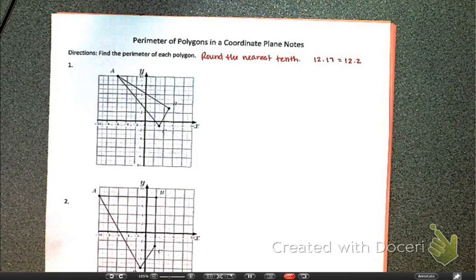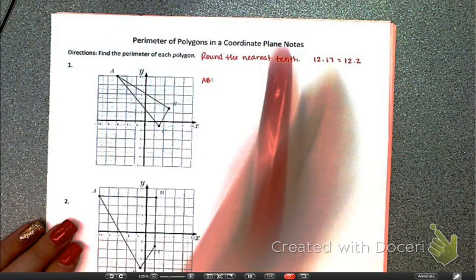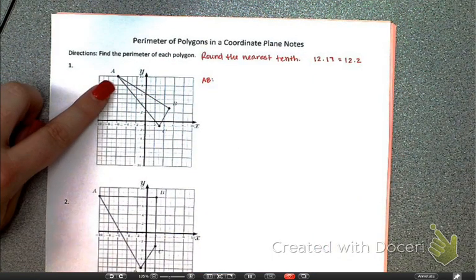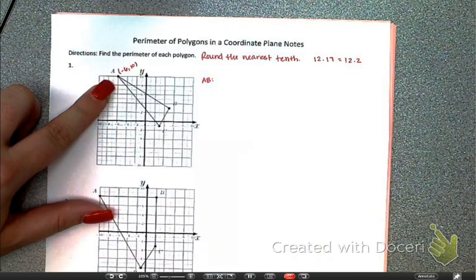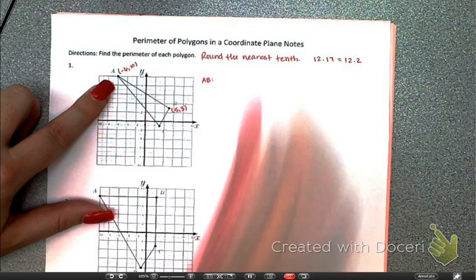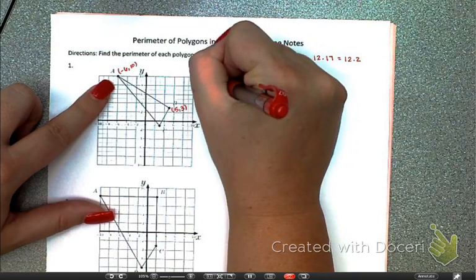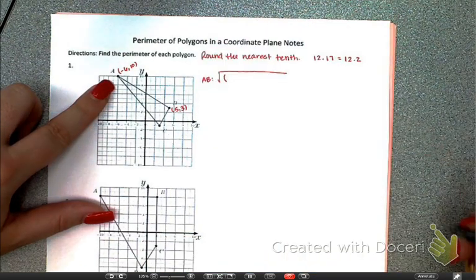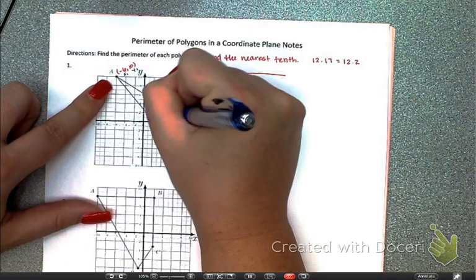What segment do we want to find the distance of? AB? Okay, so if I want to find AB, what are my coordinates of A? Negative 6, 10. And what are my coordinates of B? 5, 3. Everyone okay with that? And we should be really good at the distance formula by now. So that equals the square root of. So I'm going to label here x1, y1, x2, y2.